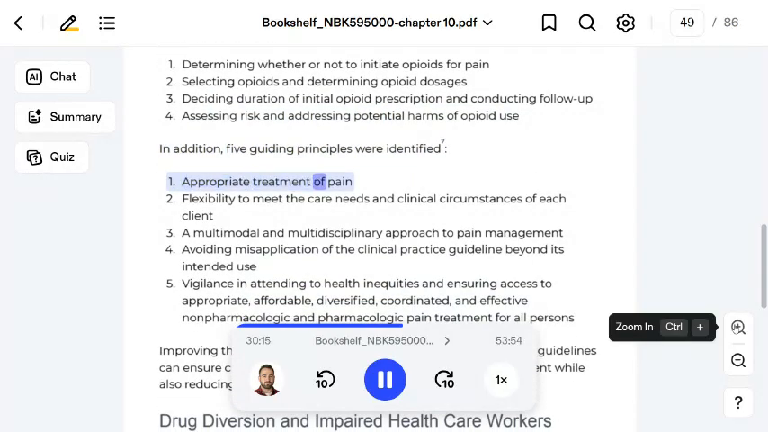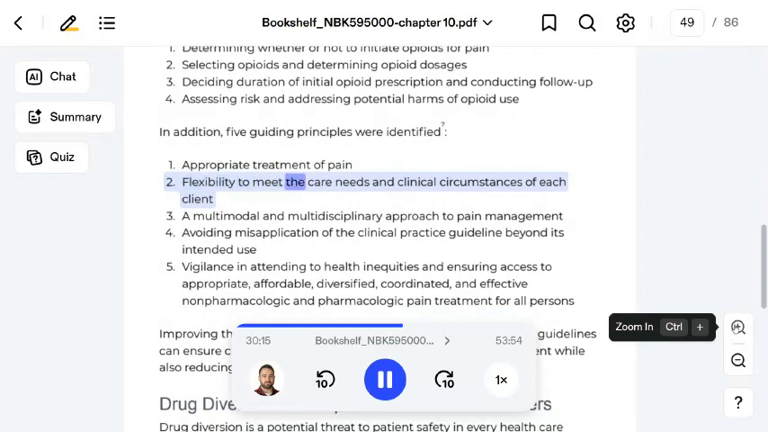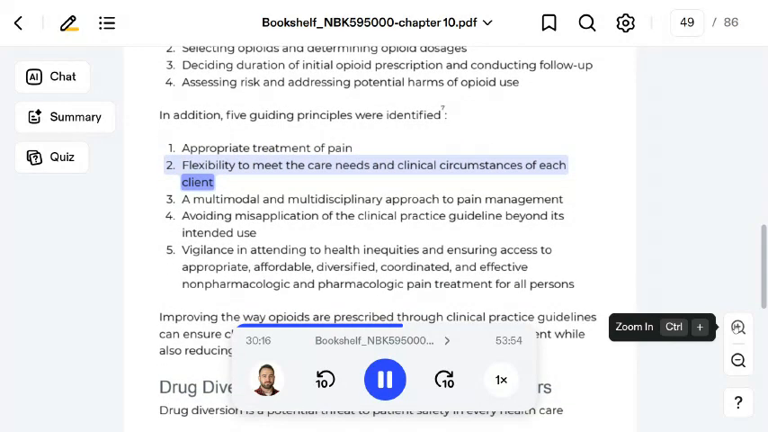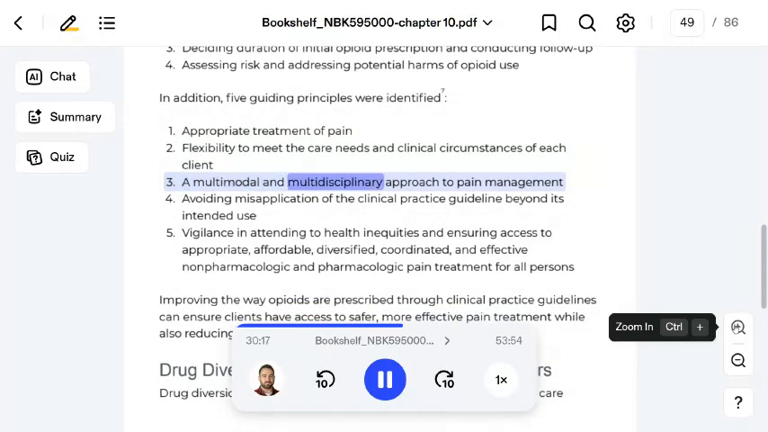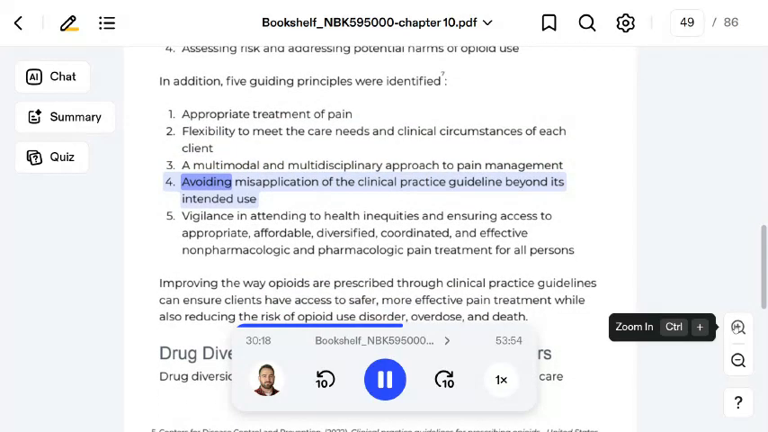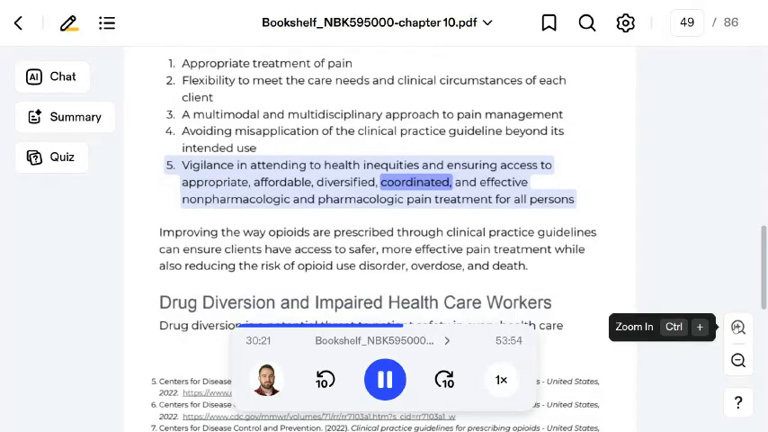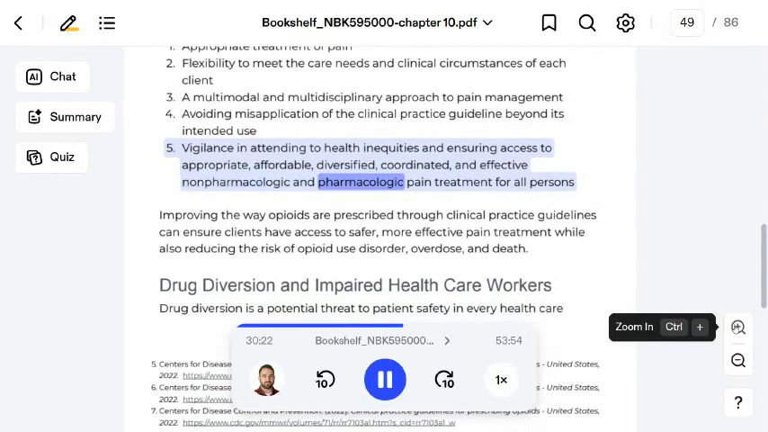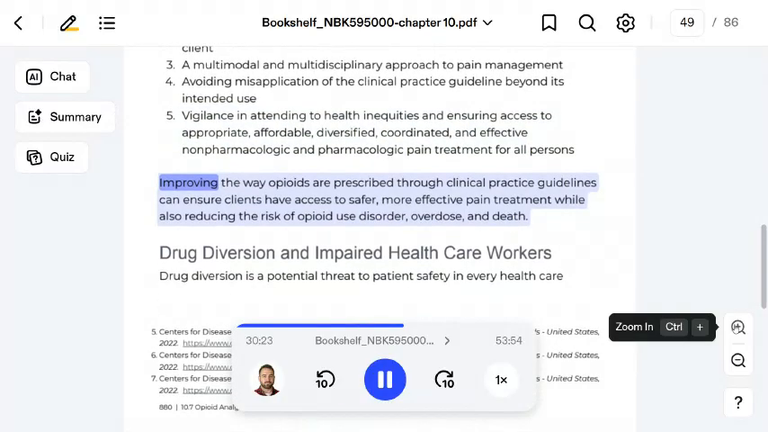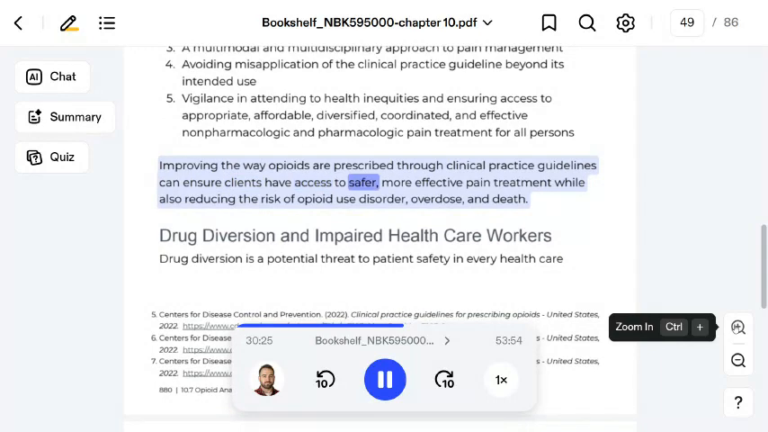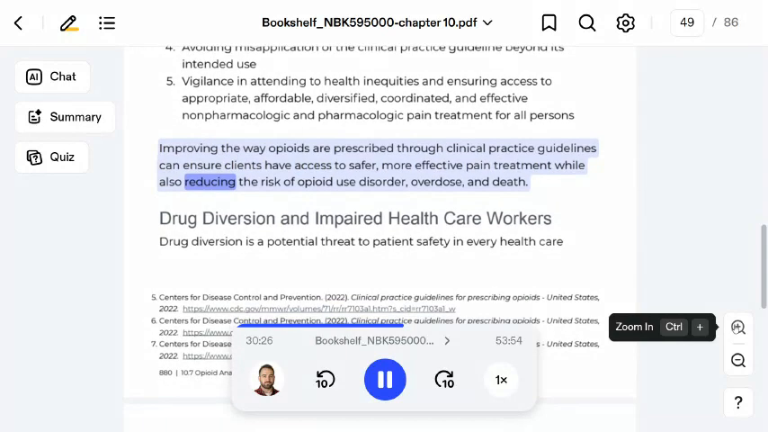1. Appropriate treatment of pain. 2. Flexibility to meet the care needs and clinical circumstances of each client. 3. A multimodal and multidisciplinary approach to pain management. 4. Avoiding misapplication of the clinical practice guideline beyond its intended use. 5. Vigilance in attending to health inequities and ensuring access to appropriate, affordable, diversified, coordinated, and effective non-pharmacologic and pharmacologic pain treatment for all persons. Improving the way opioids are prescribed through clinical practice guidelines can ensure clients have access to safer, more effective pain treatment, while also reducing the risk of opioid use disorder, overdose, and death.